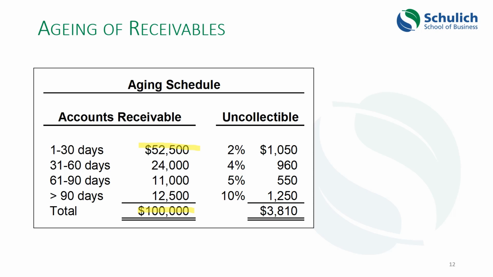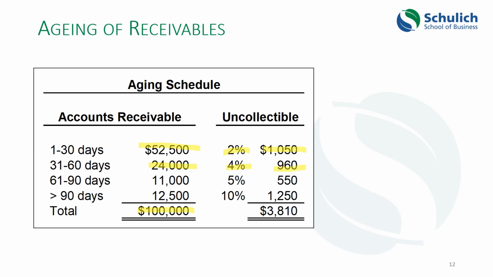The experience of the company is that, in this case, only 2% of customers in that category have ever failed to pay. So multiplying those two things together, we end up with an estimated amount of uncollectible receivables for that category of $1,050. The next 30-day period contains $24,000 worth of invoices. And based on past experience, the company knows that there's a slightly higher likelihood that these accounts might not get paid. And multiplying the $24,000 by the 4%, we get $960.